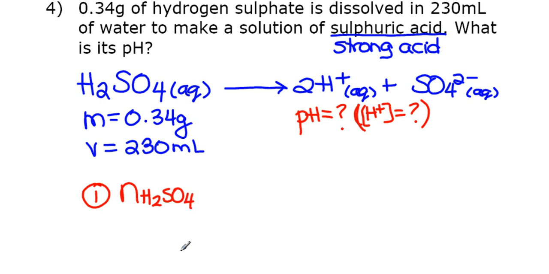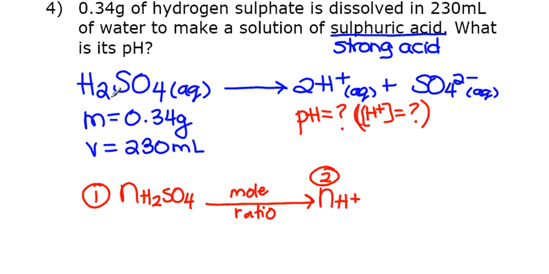And I can do that using my mass and the molar mass of the sulfuric acid, 2 hydrogens and 1 sulfate ion. Once I have that, then I'm going to find out my moles of hydrogen ions. This is going to be your second step. How do I do this? Mole ratio.